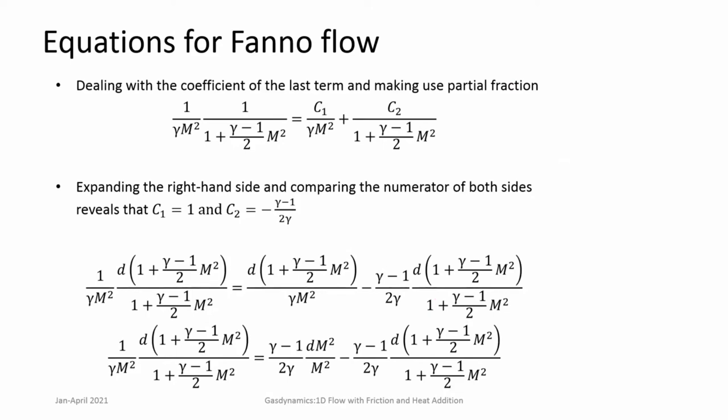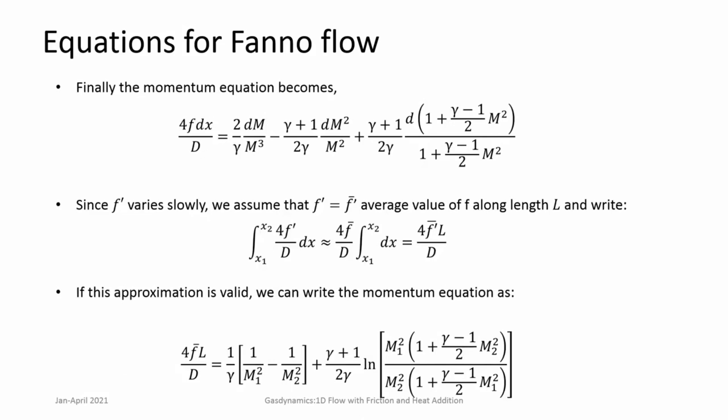And you can do the partial fraction expansion of these particular terms, plug them in the main equation, and if you do that, the final momentum equation becomes 4 f dx by D is equal to 2 by gamma dM by M cube minus gamma plus 1 by 2 gamma dM square by M square, and this is in terms of 1 plus gamma minus 1 by 2 M square. So, you have 3 terms. They can be completely integrated as you go from.